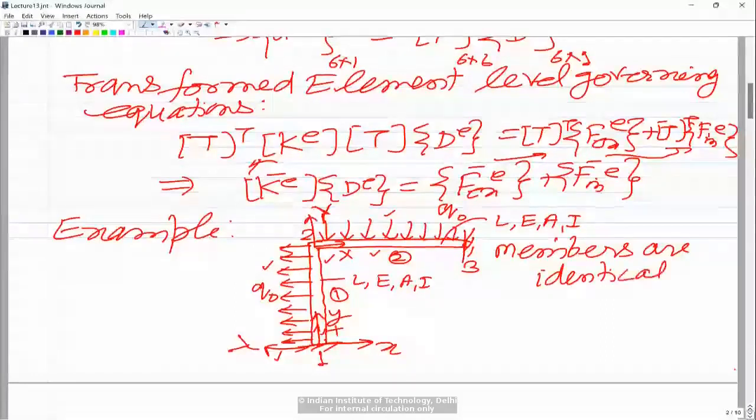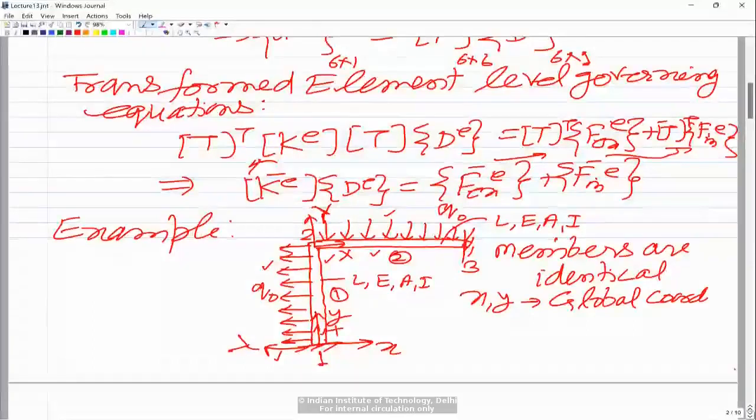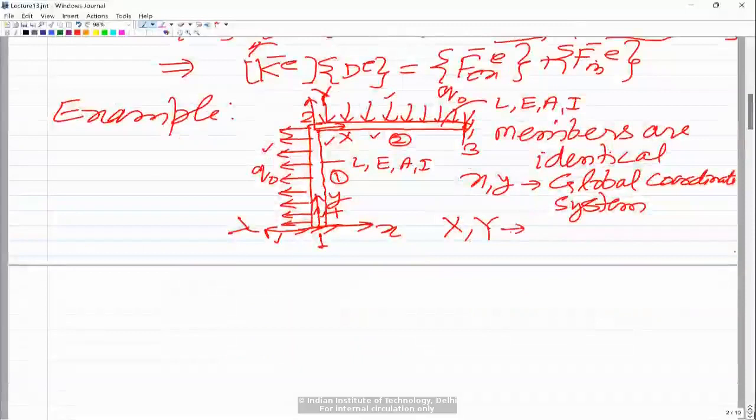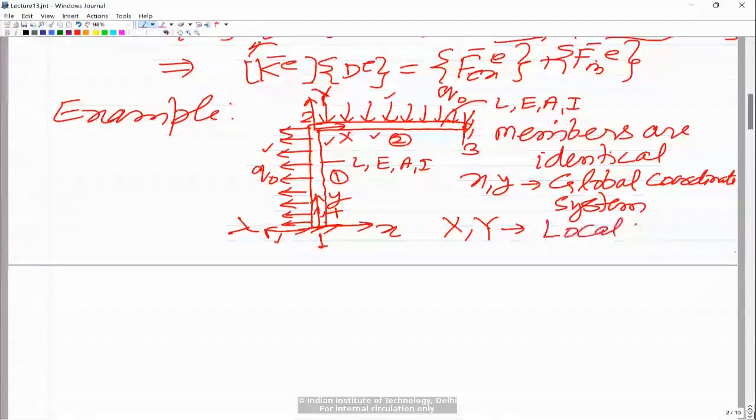And as I have already said, x, y and z is the same in both, so I'm not writing that. Small x, y is a global coordinate system which is common for the entire problem, and capital X, Y are the local coordinate systems. Of course, the orientation of capital X and capital Y coordinates is different for both the elements. So these are the local coordinate systems.